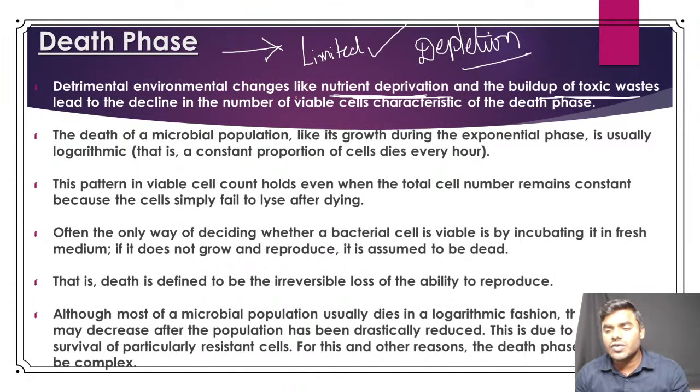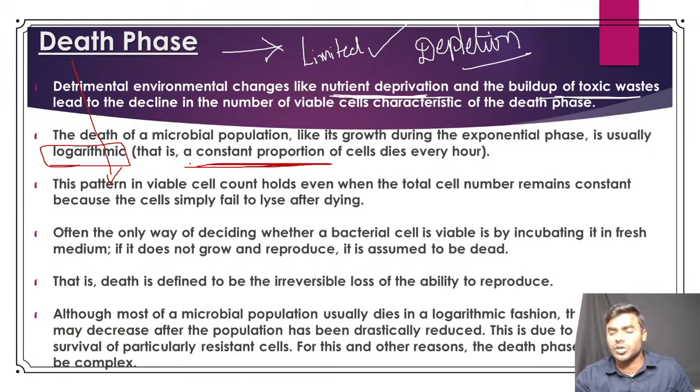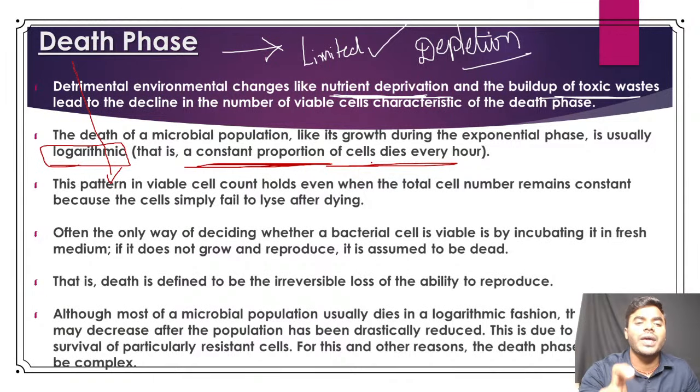So when I use the word death phase, you have to remember that all the microorganisms never die at a time. That is also a wrong statement. What I would like to highlight is that the death phase is also logarithmic. What do you mean by that? Which means a constant proportion of cells dies every hour. Constant means an equal number of cells are dying at a particular period of time.